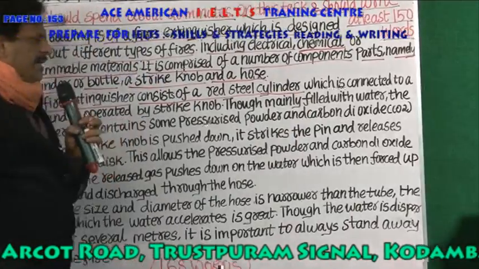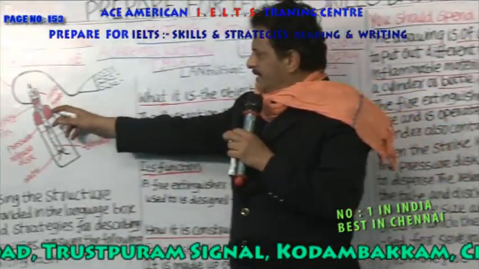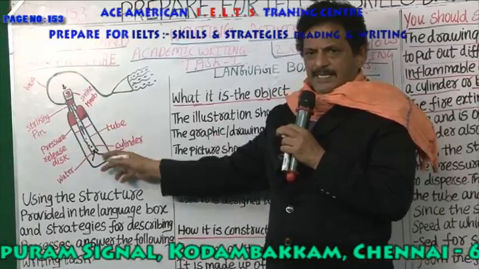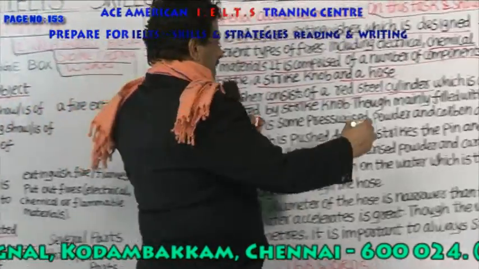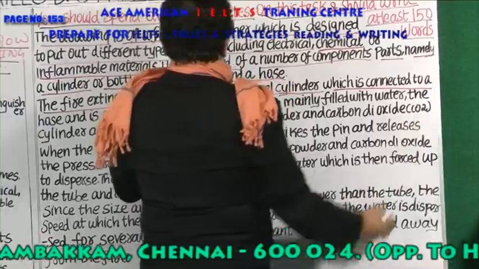You are describing in a better way. See, it is made of red. The color is red. The cylinder is red in color, which is connected.